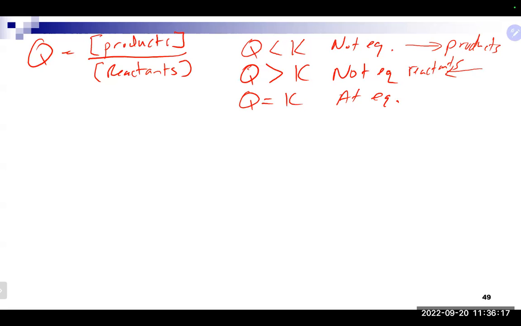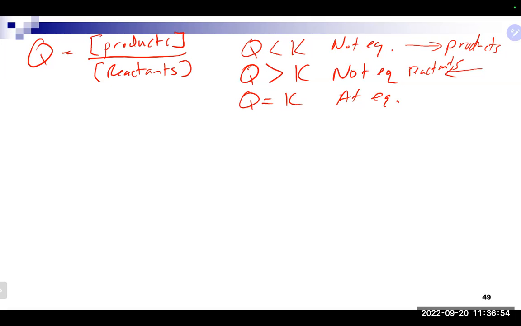In order to calculate Q, because you need products over reactants, the only way you're able to calculate it is when you are given the concentrations or the pressures of everybody involved. Otherwise, you have no way to calculate Q because you're missing some concentrations or pressures. In addition, typically you will have the K value given to you or available to compare Q to.